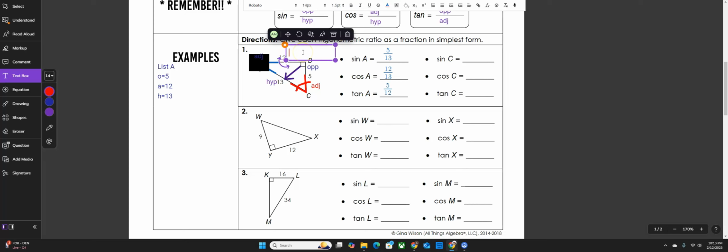And then across from angle C, the opposite side is side AB, and that is going to be the length of 12. So again, we're going to make a separate list for C. Our opposite side is 12, our adjacent side is 5, and our hypotenuse is 13.